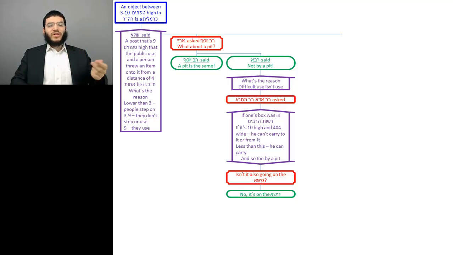So too by a pit, if it's 10 tefachim deep and 4 tefachim by 4 tefachim wide, a person cannot carry to the pit and from the pit, because the pit's a Rishus HaYachid and he's in the Rishus Harabim. So that's how Rava answered the first question that Rav Adda bar Masna asked from a Brisa.